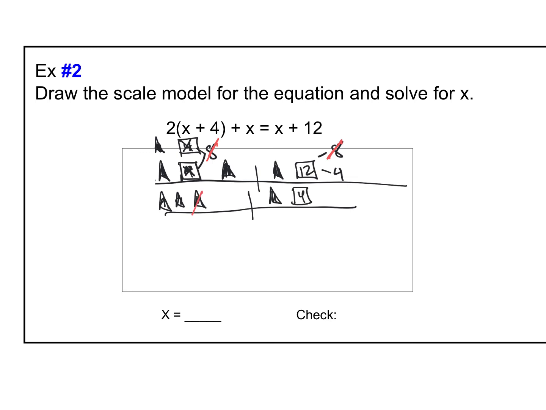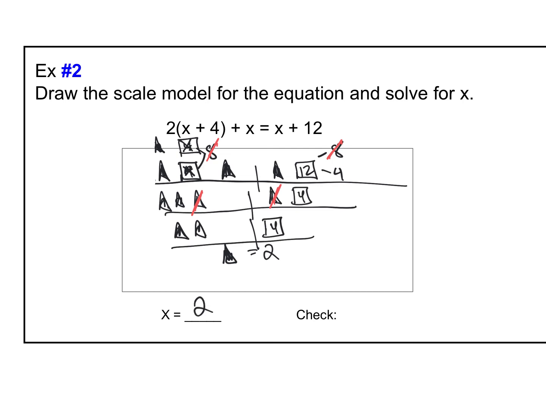Now my next legal move, I'm going to go ahead and remove a triangle from both sides. So now I have 2 triangles and 4. So since 2 triangles, 4 is split between 2 triangles, each triangle is equal to 2.